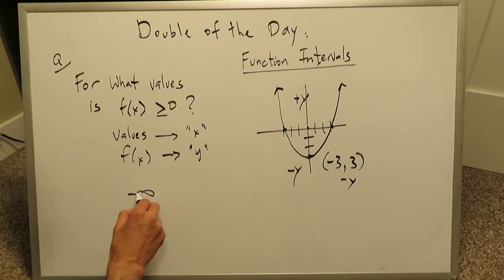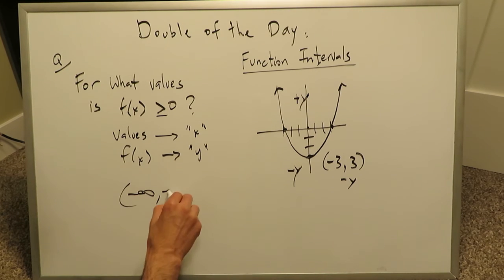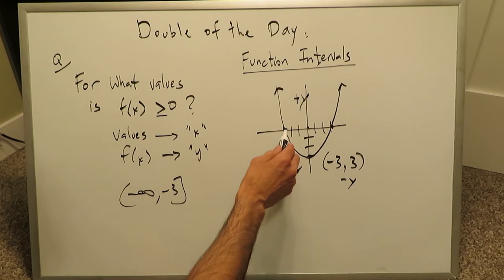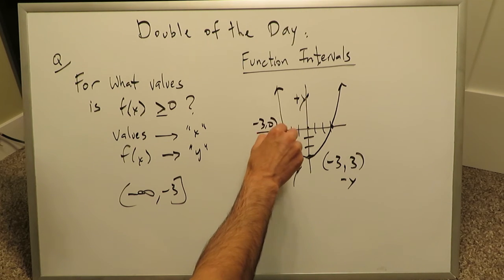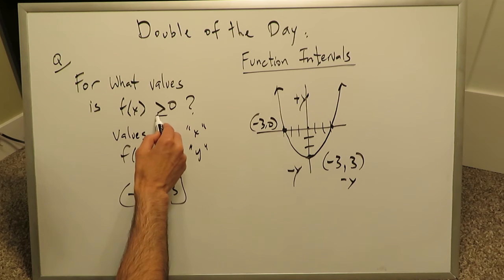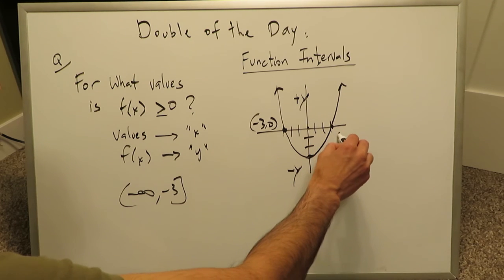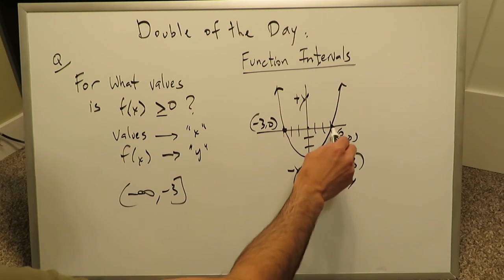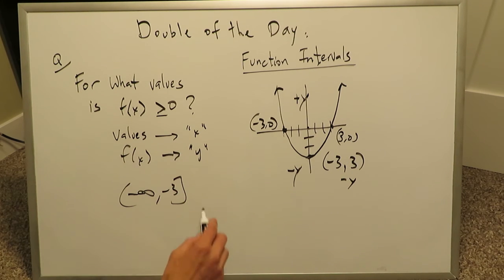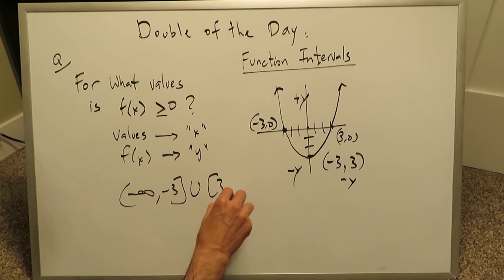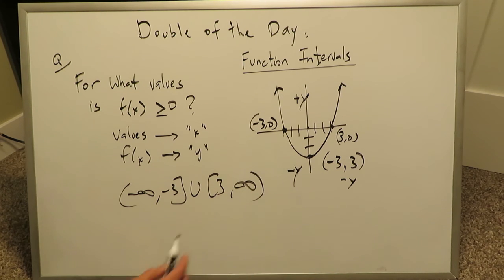So from -infinity coming all the way up to -3, because if you were to put -3 over here, you actually have a y value of 0, because it's (-3, 0), and it's okay to be equal to 0. And here you have (3, 0). It's okay again to be equal to 0 because we're saying greater than or equal to 0. And then from 3 up to infinity, you have the remainder of the values where your function is positive, meaning greater than 0. So this right here would be your answer.